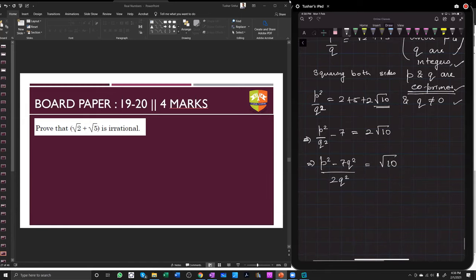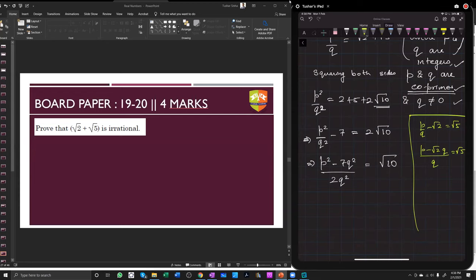So what you're trying to say is this, I believe. You're saying, write P by Q minus root 2 is equal to root 5, correct? Yes, sir. And then you write P minus root 2 Q by Q is equal to root 5. Yes, sir. And then you are saying now again it came into P by Q form. So hence, how can it be?